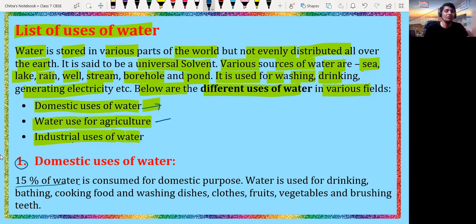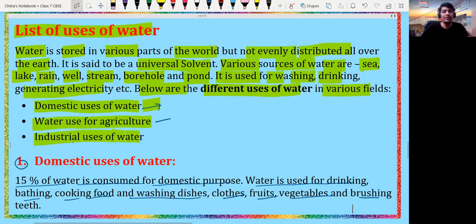So 15% of the water is consumed for domestic purposes. Water is used for drinking, bathing, cooking food, washing dishes, clothes, fruits, vegetables, and brushing. So all of these require water. Water is their base. So let's discuss again. I want everyone to take a screenshot of that.